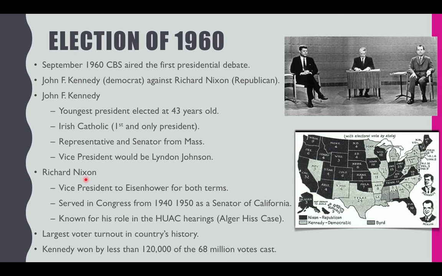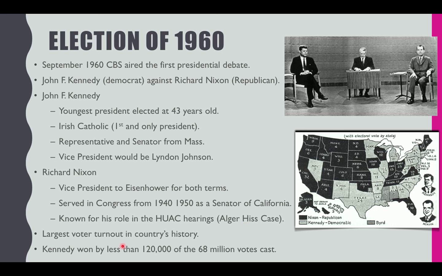Also on that stage, you're going to have Richard Nixon, who should have been a lock for this. He was the vice president to Eisenhower for both terms. He's going to have served in Congress for over 10 years as a senator. He knows how the government runs. He knows what's going on in the government. He became famous for his role in the House of Un-American Activities Committee, those hearings, and finding the communist Alger Hiss in the United States. Nixon should have had this in the bag, but he didn't.